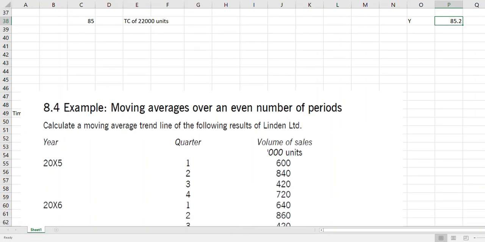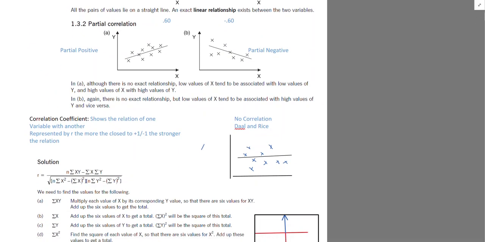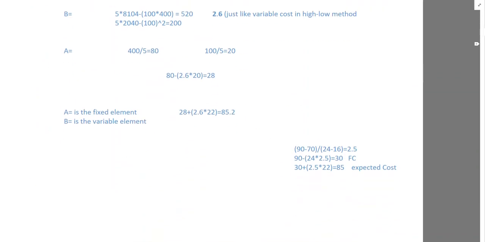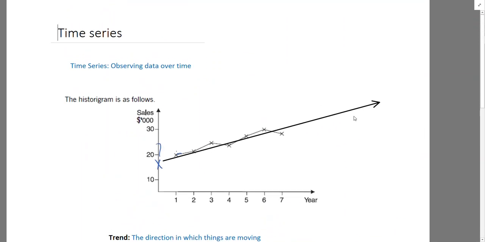Okay, next we have time series. This is the data that I already did in Excel. I've copied it here as well. In correlation coefficient, we are looking at the relation of x with y, x being the independent variable, y being the dependent variable. And x can be anything, y can be anything. In time series, we are looking at the relation of x and y, but x is always going to be time. We are looking at the relation of things with time.